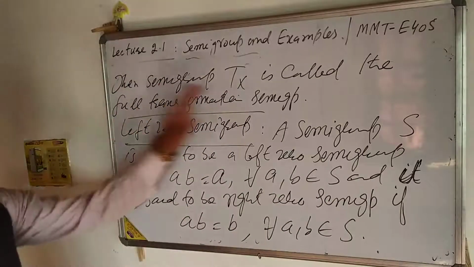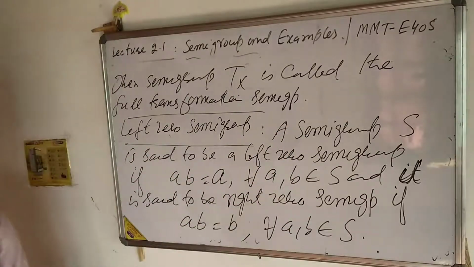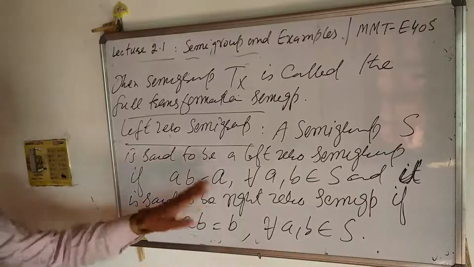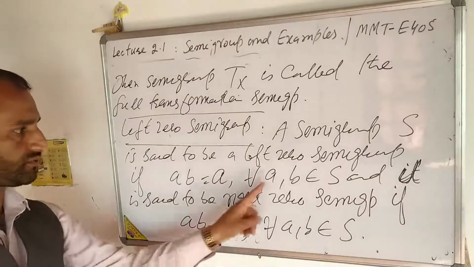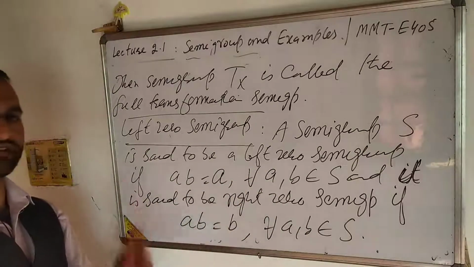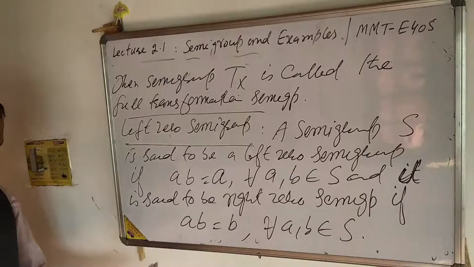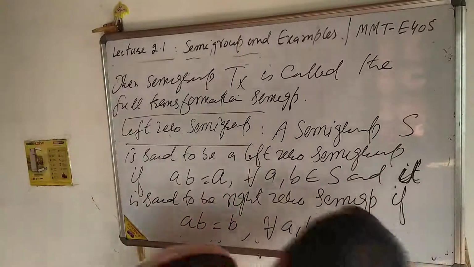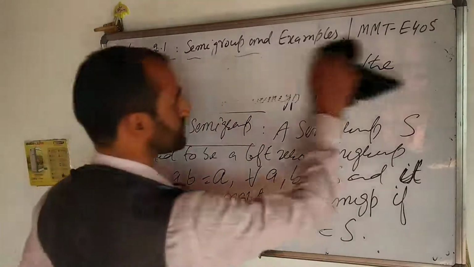So a semigroup is left zero if each element is left zero. For all A in S, AB is equal to A, for all A, B in S. So that means this A is left zero. It is true for each A. Every element is left zero. And here AB is equal to B. That means B is right zero. So that means every element is right zero. So that's the definition of left zero semigroup and right zero semigroup.